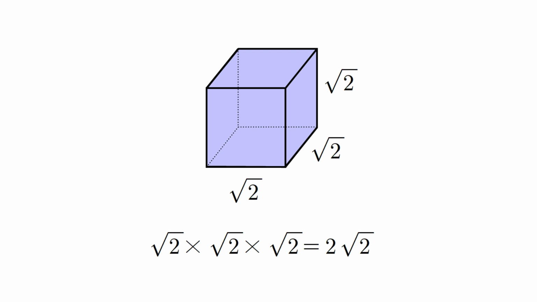The volume of a cube with a side length of the square root of 2 is the square root of 2 times the square root of 2 times the square root of 2, which equals 2 times the square root of 2. The same extension of numbers from natural numbers to rational and irrational numbers also applies to volume.